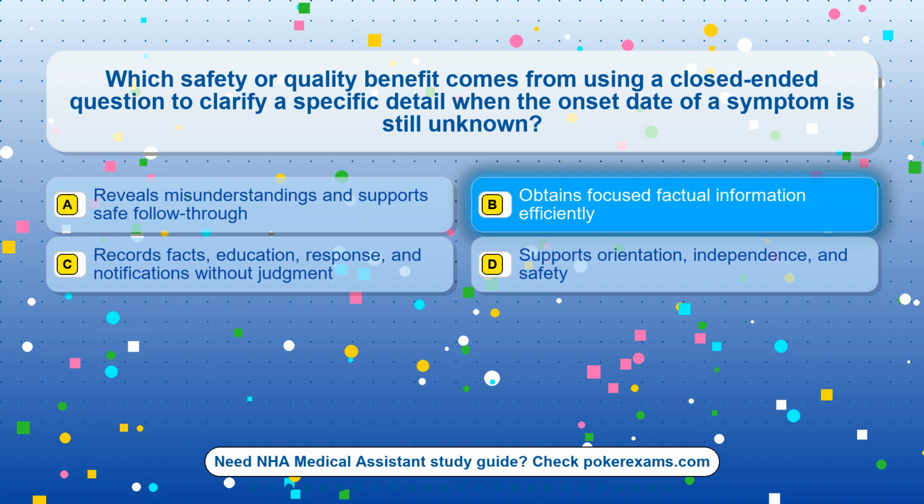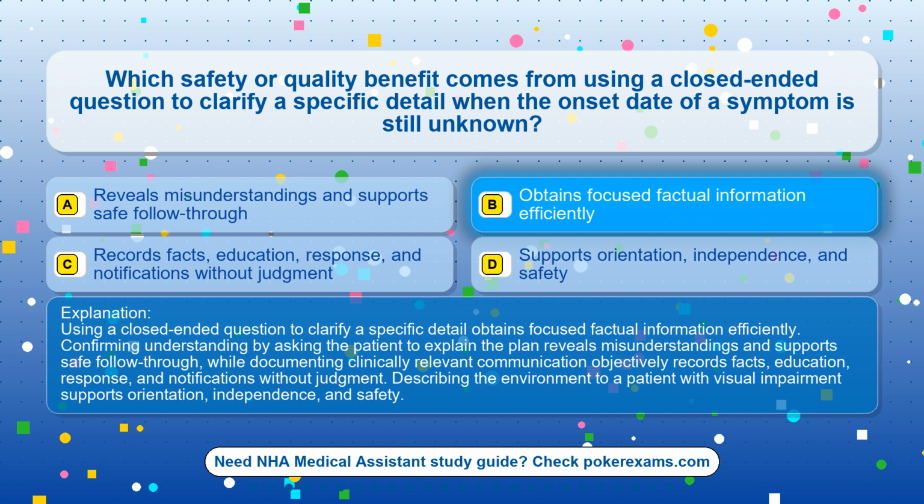The correct answer is option B. Obtains focused factual information efficiently. Using a closed-ended question to clarify a specific detail obtains focused factual information efficiently. Confirming understanding by asking the patient to explain the plan reveals misunderstandings and supports safe follow-through, while documenting clinically relevant communication objectively records facts, education, response, and notifications without judgment. Describing the environment to a patient with visual impairment supports orientation, independence, and safety.